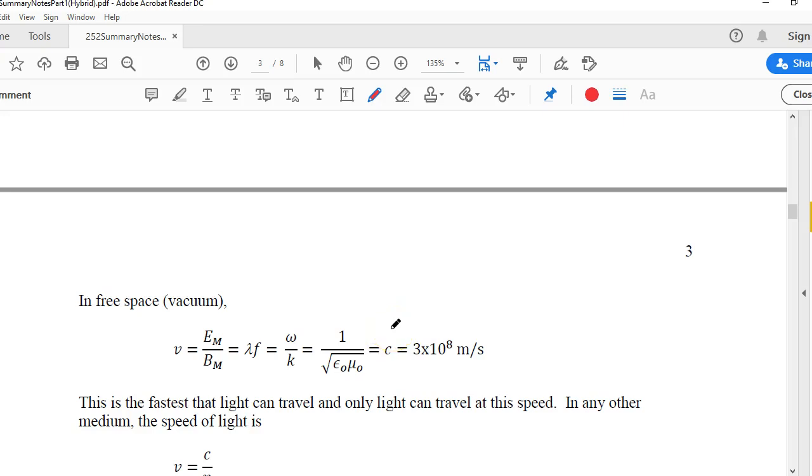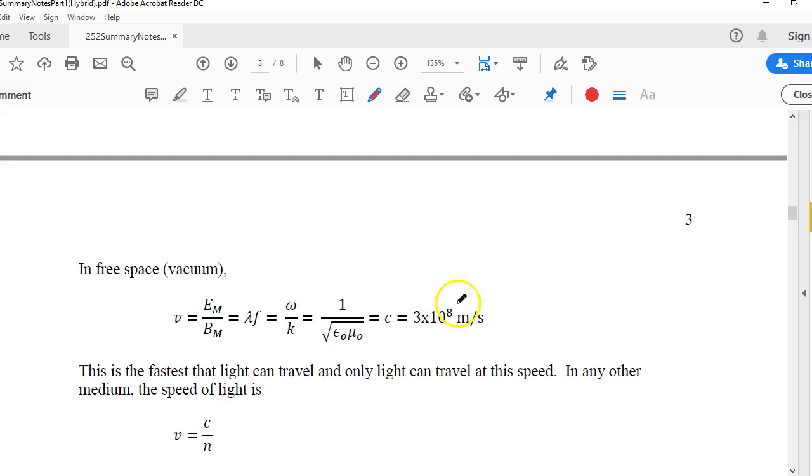But we can't have electric and magnetic fields in free space. So in free space, we're going to put epsilon naught and mu naught, right? That's the permittivity and permeability of free space. You guys might remember, right? Let me see if I can do this off the top of my head. Epsilon naught, 8.85 times 10 to the minus 12. And mu naught, 4 pi times 10 to the minus 7 in SI units.